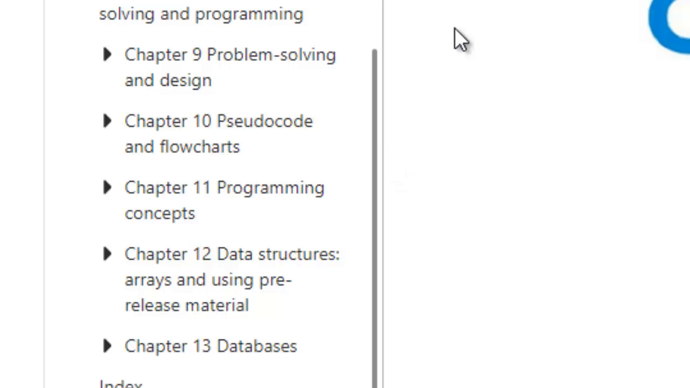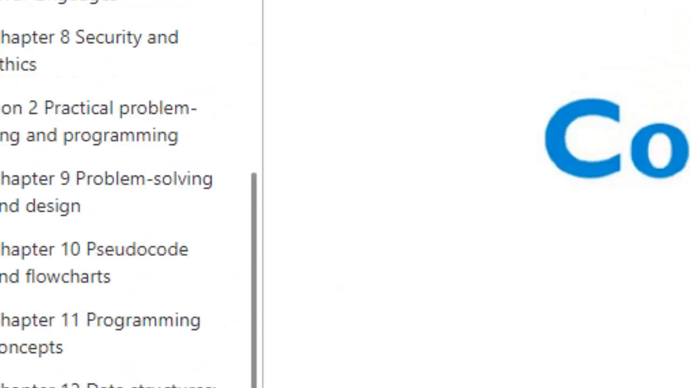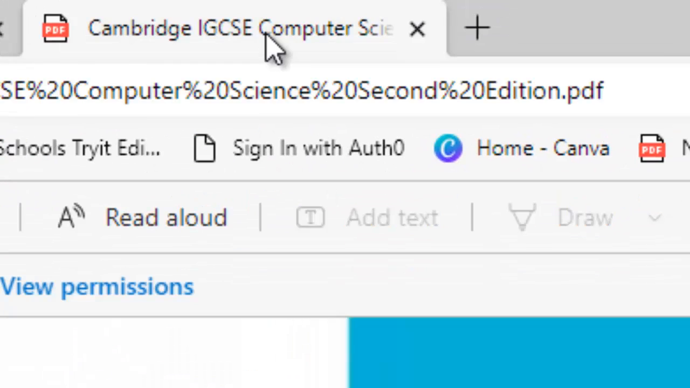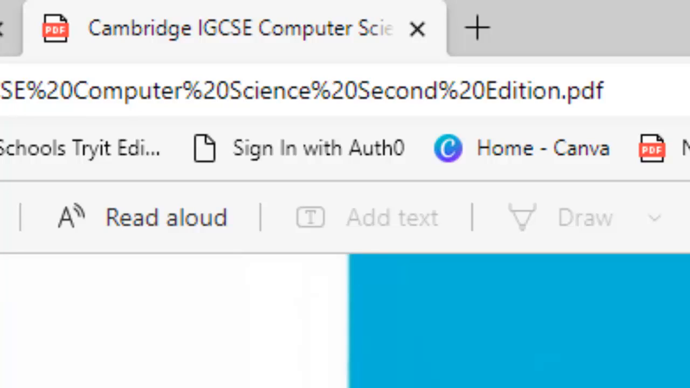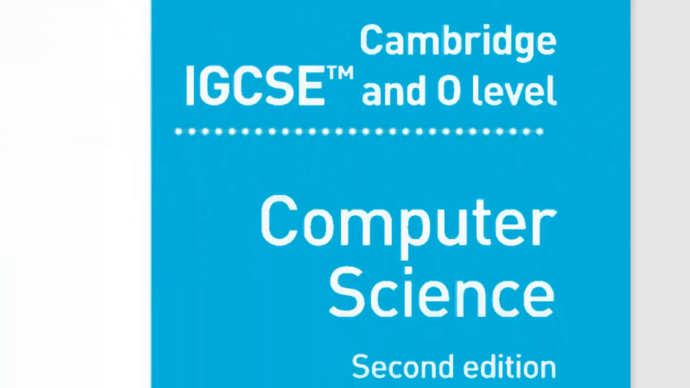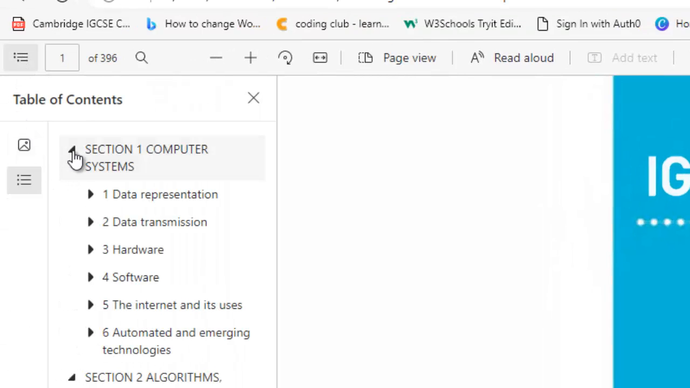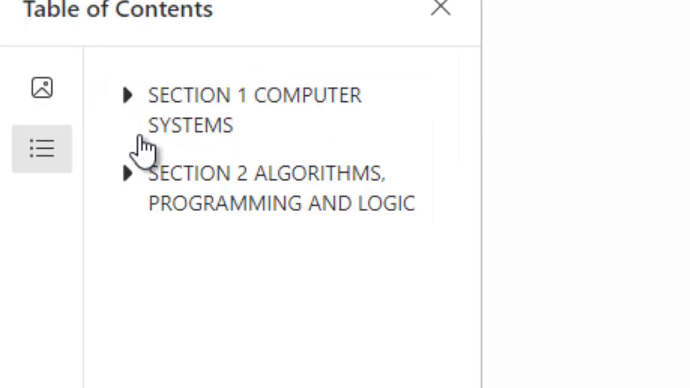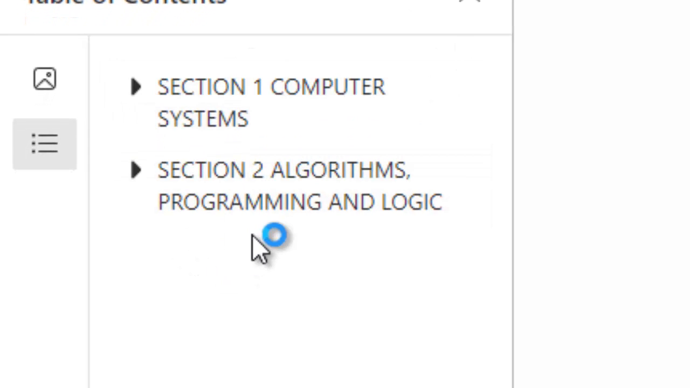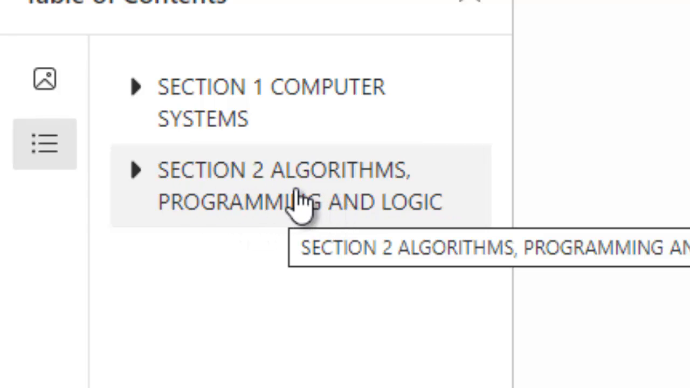Let's explore this time. Now I'm going to click on the second edition, the Cambridge IGCSE O level Computer Science second edition. On the top left corner, click on content, and now let's explore its different content. We have the same two sections, paper 1 and paper 2. This one is theoretical and this one uses a practical approach.